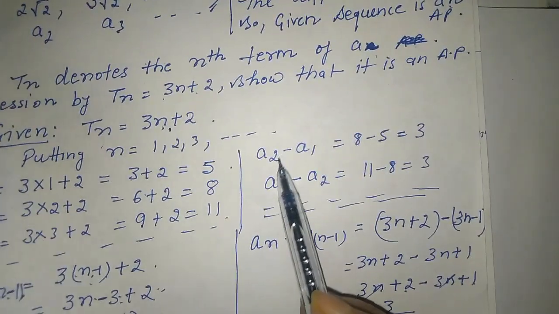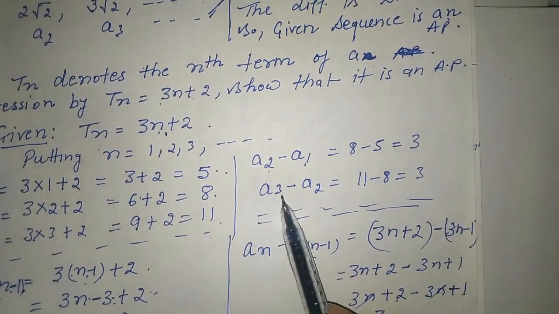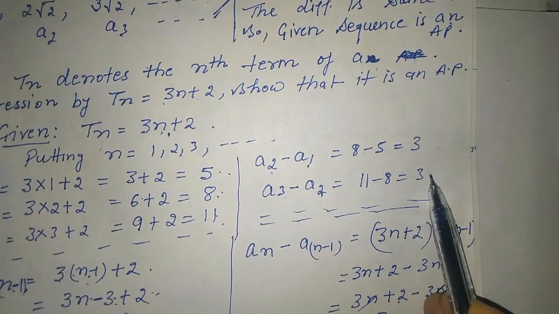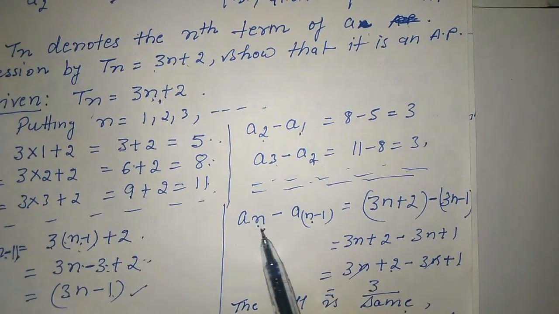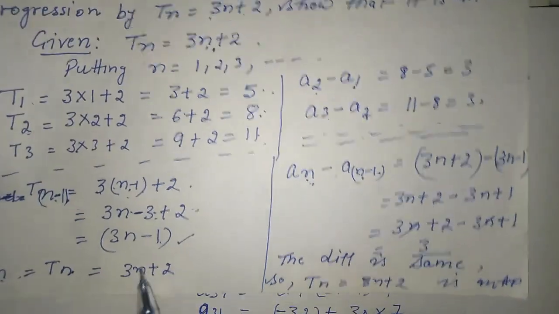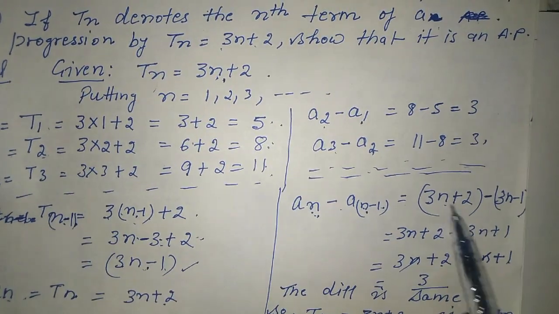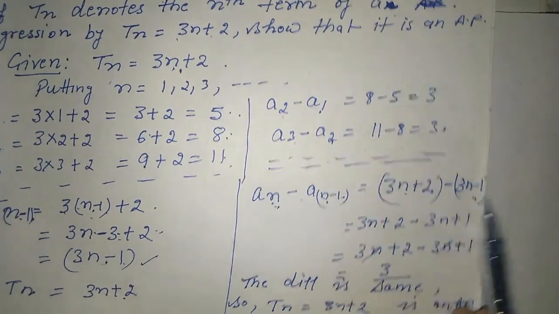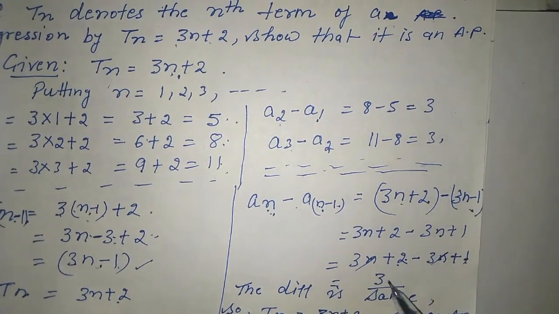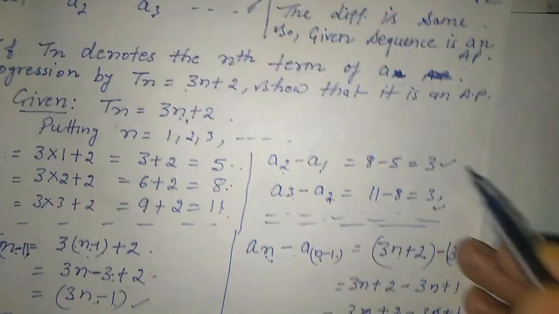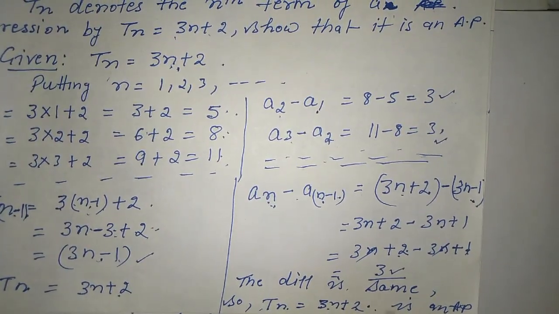Now we will find the difference. A2 minus A1 is 8 minus 5, equal to 3. A3 minus A2 is 11 minus 8, equal to 3, and so on. Similarly, we find the difference of the last term and the second last term, An minus An minus 1. The last term was 3n plus 2 and the second last term was 3n minus 1. So 3n plus 2 minus (3n minus 1): open the bracket, 3n cancels out, 2 plus 1 becomes 3. So 3, 3, 3. The difference is the same. So Tn equal to 3n plus 2 is an AP.